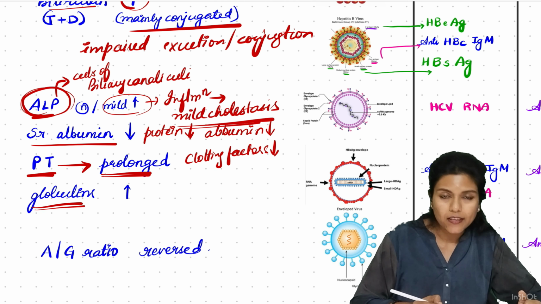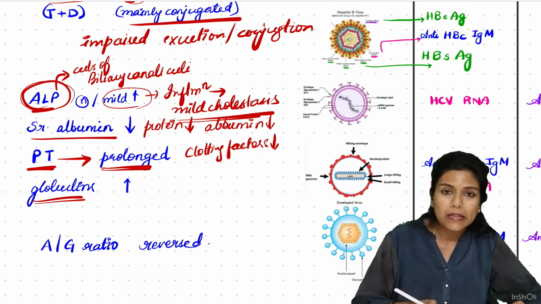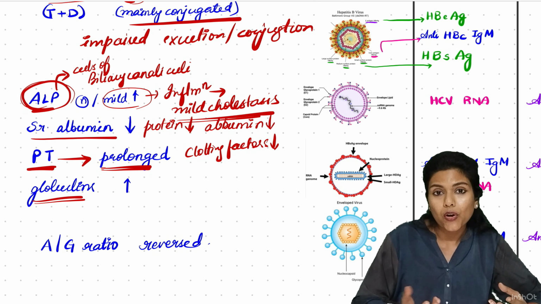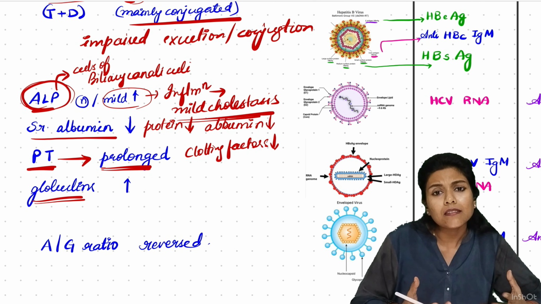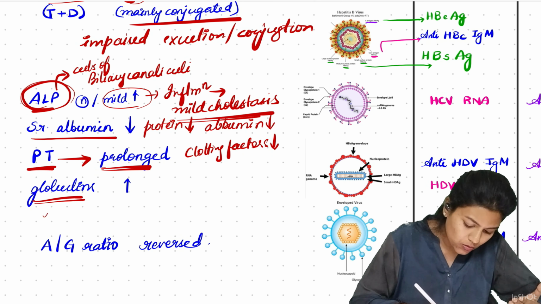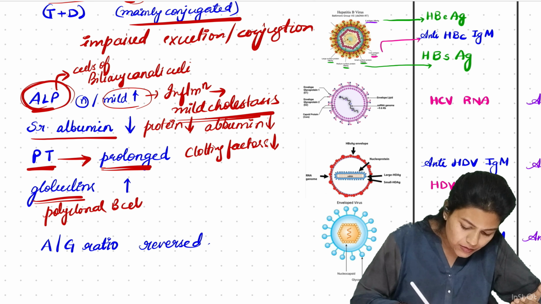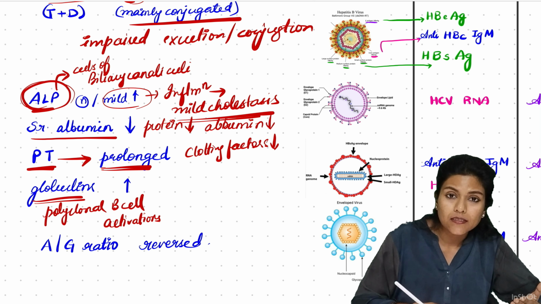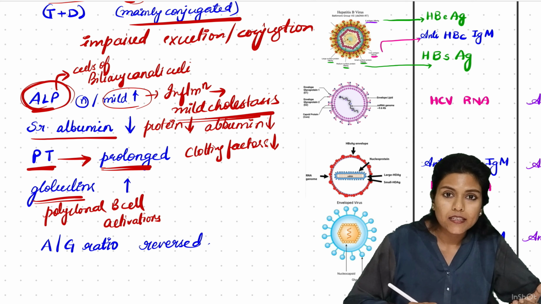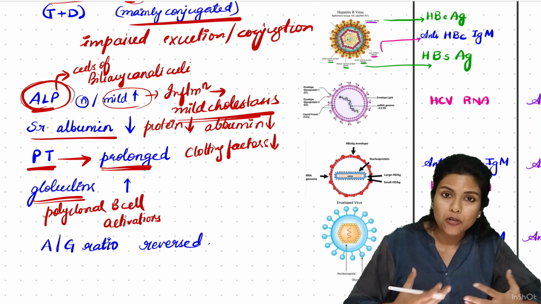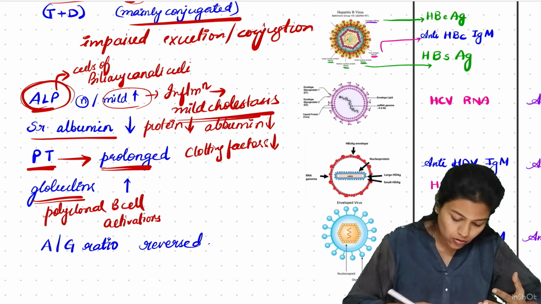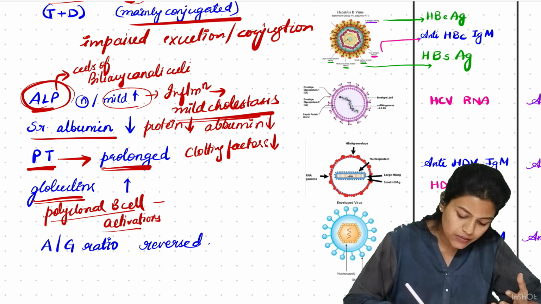And globulins are raised because of polyclonal B cell activation. As I have said, in chronic viral hepatitis, because of this antigenic stimulus, the B cells are constantly active. So there is polyclonal B cell activation. That is, a variety of immunoglobulins are synthesized. We have studied that it has a variable region. So it produces multiple, a variety of immunoglobulins, that is polyclonal B cell activation.